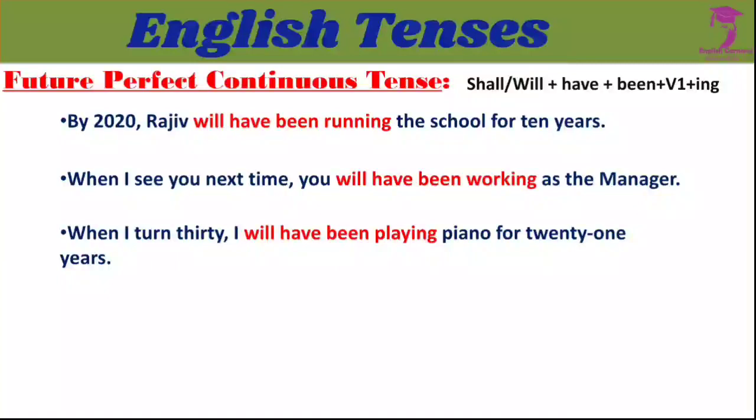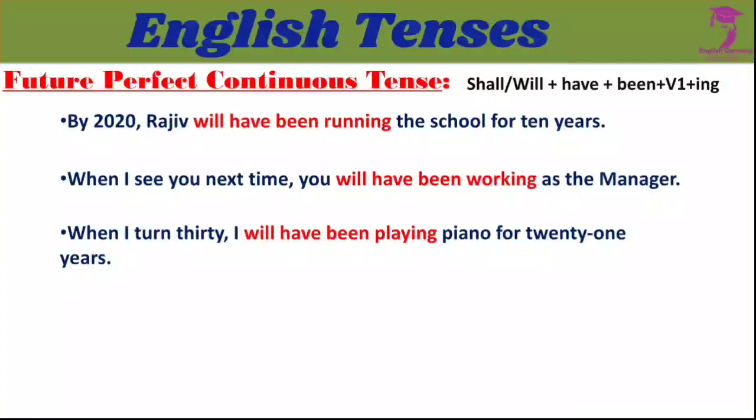We have the example: by 2020 Rajiv will have been running the school for 10 years. It means the statement is being made right now, and by December 2020, if we say Rajiv will have been running the school for 10 years, it means the life of that particular school will be 10 years in December 2020.